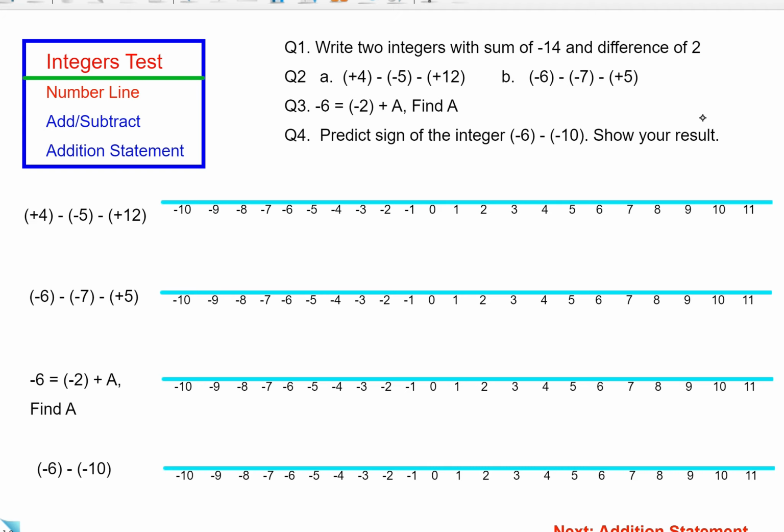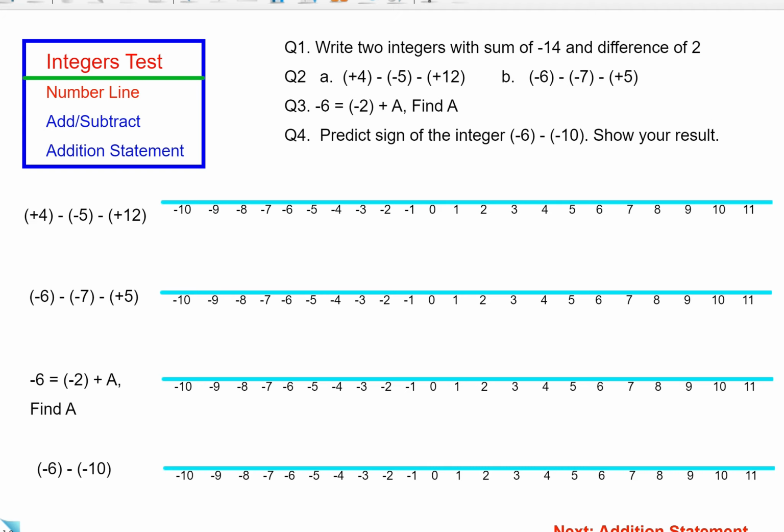We are learning integers, and here is a test paper on integers. In the previous video, we saw how to place the integers on the number line and how to add and subtract integers. Here's a small test, just 4 questions for you. The questions are right before you. I'd like you to pause the video, answer these questions, and then look into my suggestions. We'll discuss their solutions one by one in this particular video.